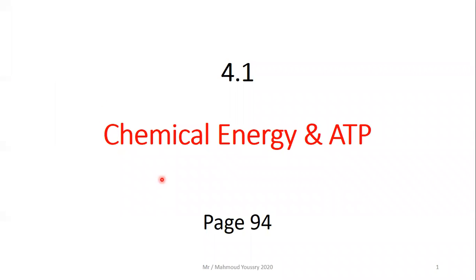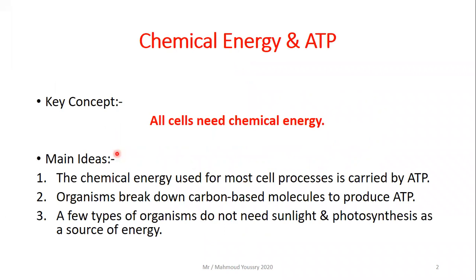Hello, my dear students. Today we will talk about chemical energy and ATP, and what happens inside the cell to get and use this energy. Our key concept is all cells need chemical energy. Yes, for sure. The main idea is that the chemical energy used for most cell processes is carried by ATP.